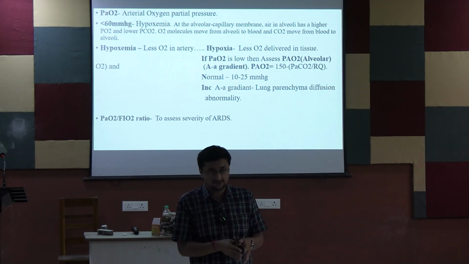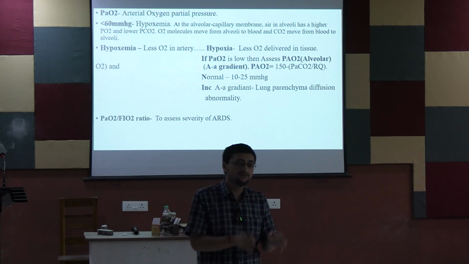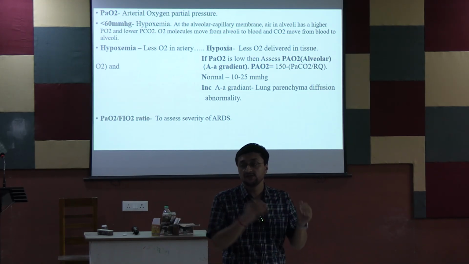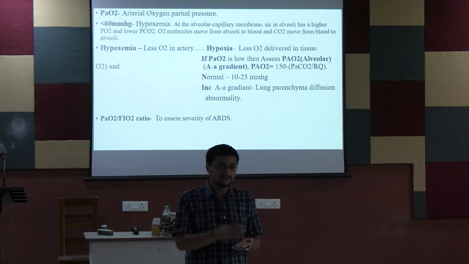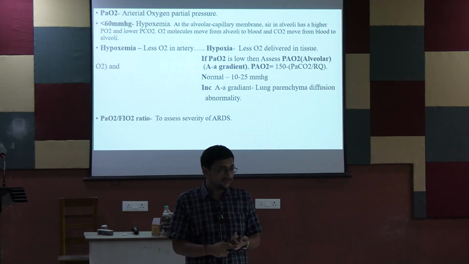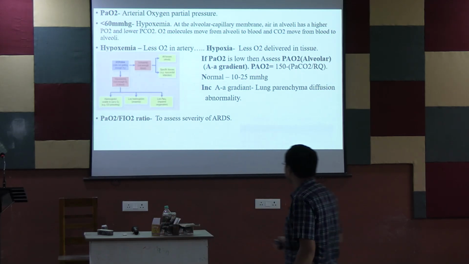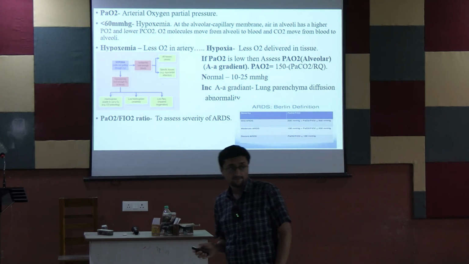According to the Berlin definition of ARDS, if the PF ratio is less than 300, less than 200 or less than 100, that is the severity of ARDS. Less than 300, that means that is mild, less than 200 moderate, and less than 100 is severe ARDS. So this is as per the Berlin definition. Okay.